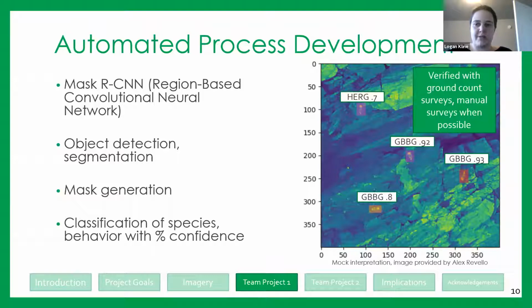The goal of the MaskRCNN is to generate identifications and report confidence of that classification. For instance, here we have a mock interpretation of output that predicts the presence of 3 great blackback gulls and 1 herring gull with relatively high accuracy. When the algorithm is ready for us to train it and process our imagery, we will compare its predictions against our manual classifications and ground counts when possible.